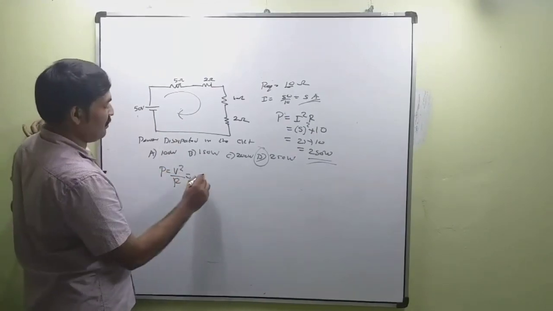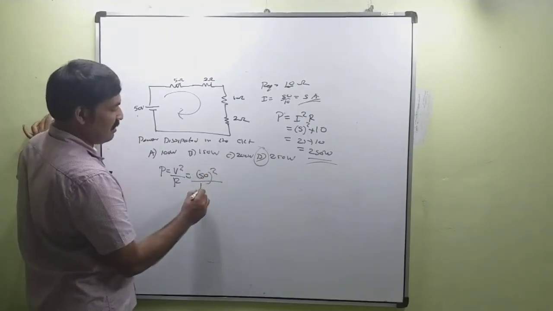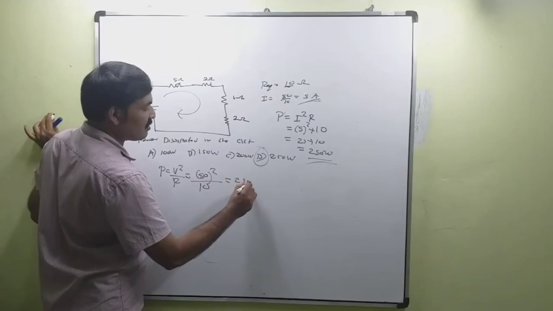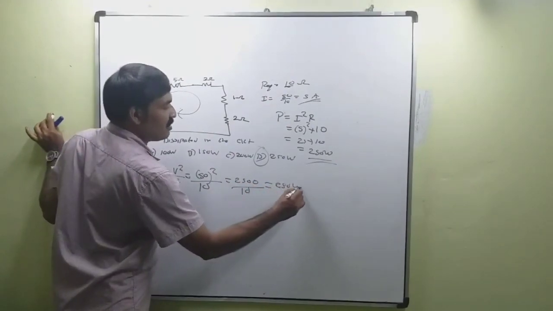Or we can prove the power dissipated is equal to V square by R. Here V is 50, that is 50 square divided by the equivalent resistance 10, that is 2500 divided by 10. That again is equal to 250 watts.